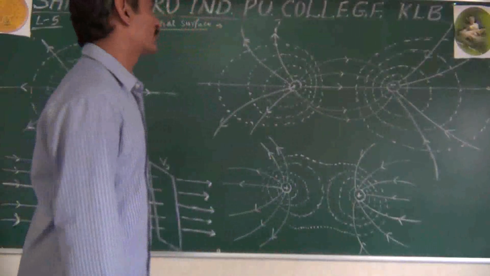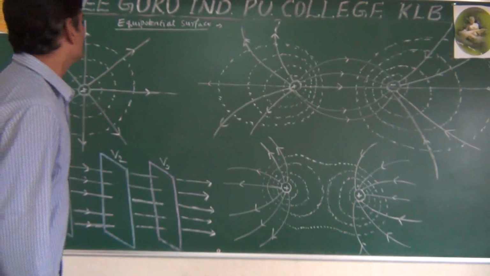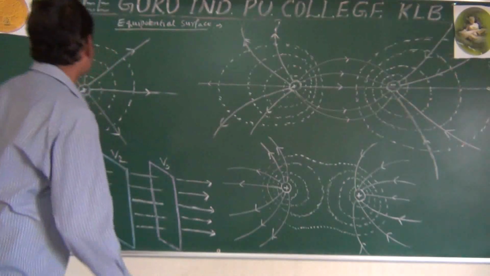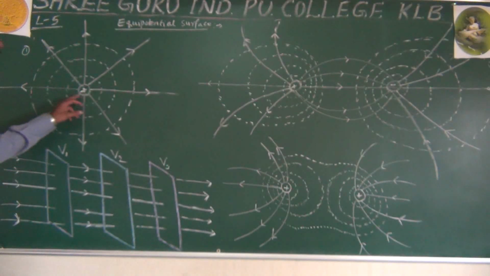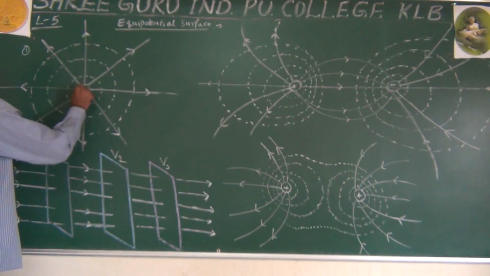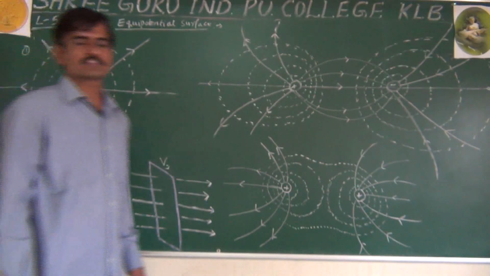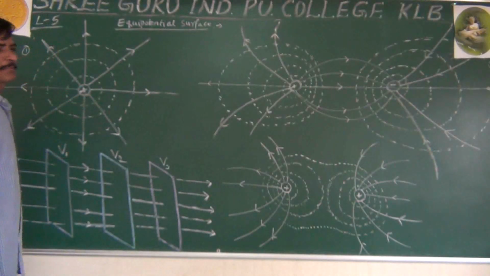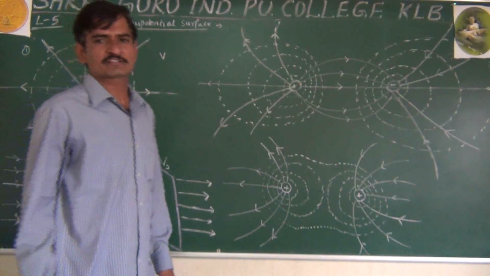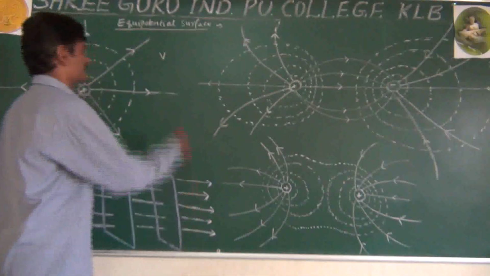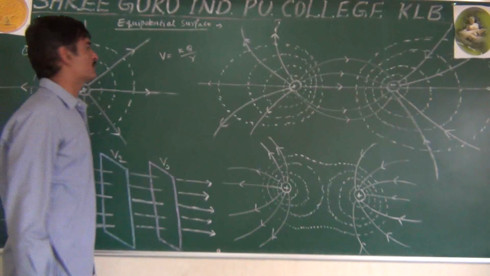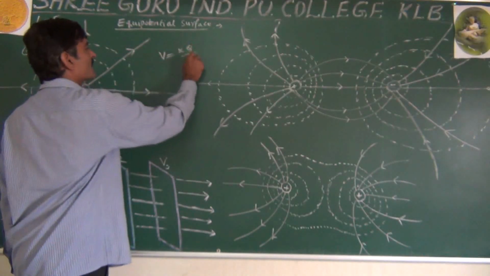So, for simplicity, first we study the equipotential surface due to only one charge, that is, one isolated positive charge. If an isolated positive charge is there, how will the equipotential surface be? We know that the electric potential due to an isolated point charge is given by V is equal to KQ divided by R, where K is nothing but 1 by 4 pi epsilon.